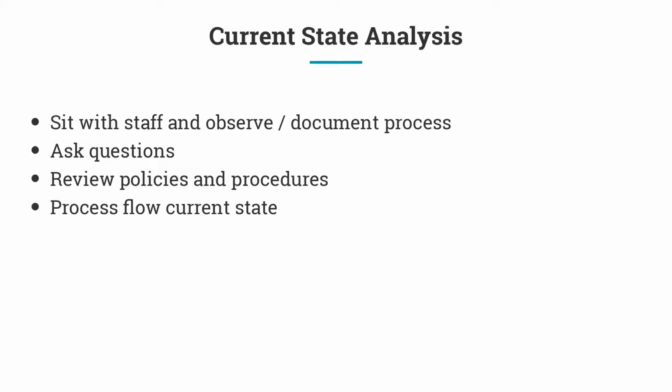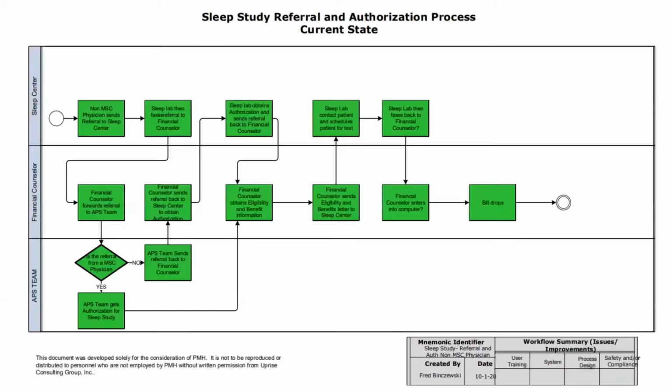And then once that is done, process flow out your current state. So this is just an example of a process flow map of a current state. My top is covered with the screen, but if I remember correctly, it's on sleep registration authorization for the sleep lab.